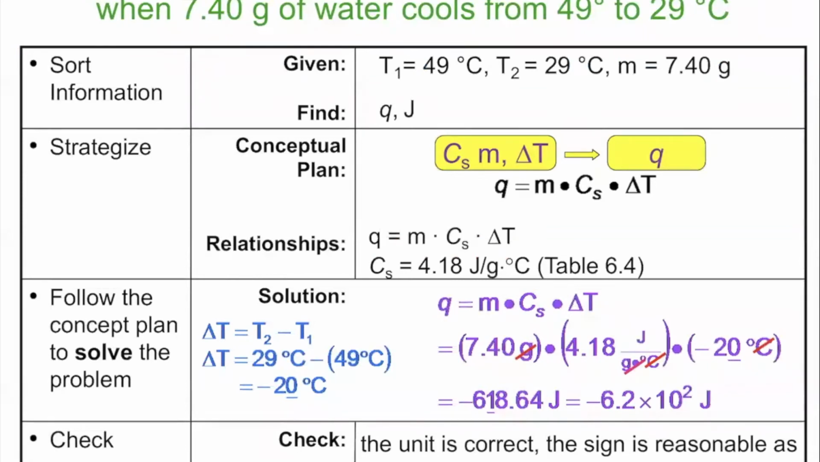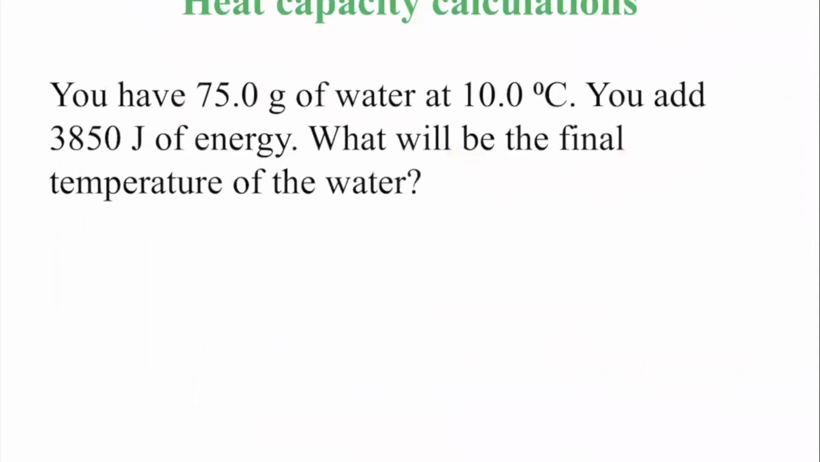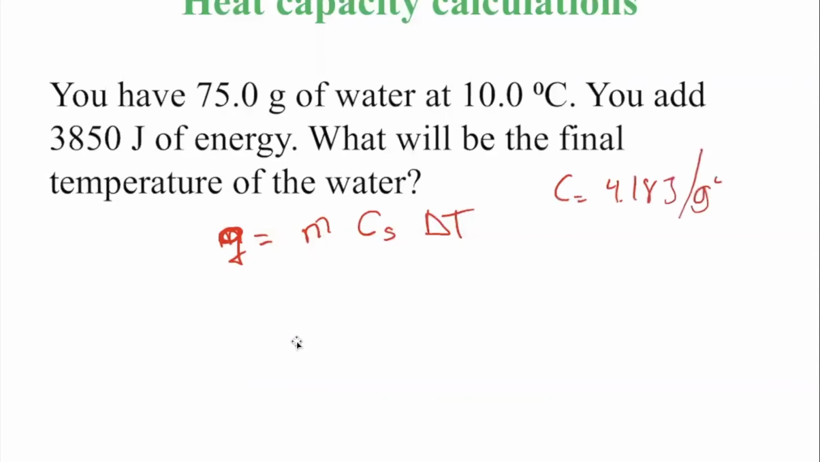You can also be asked this question a little bit differently. Notice in here, they're saying you have 75 grams of water at 10 degrees Celsius. You add 38.50 joules of energy. What will be the final temperature? So you want to go back to the equation Q equals m c change in T. Now, recall that I will always give you the C unless I'm asking you to calculate it, but in this case the C is going to be 4.18 joules per gram per Celsius.